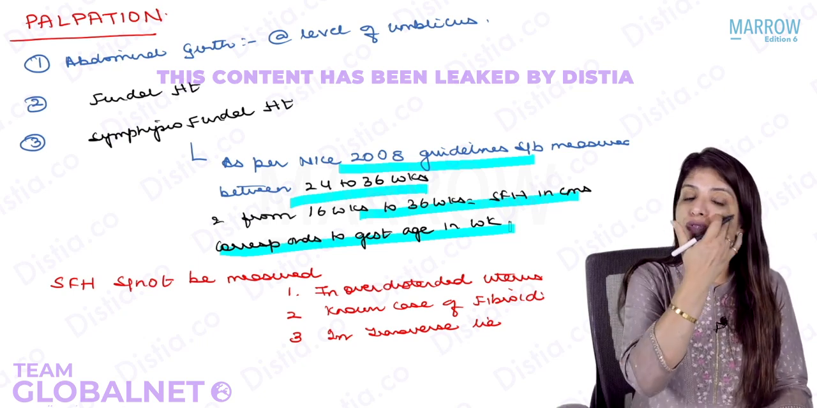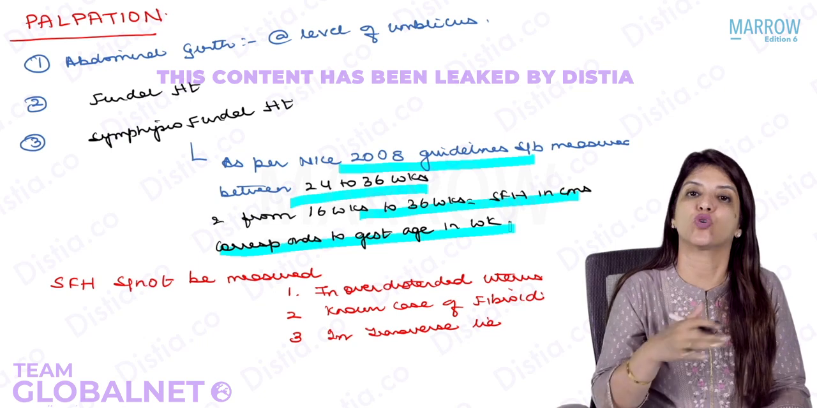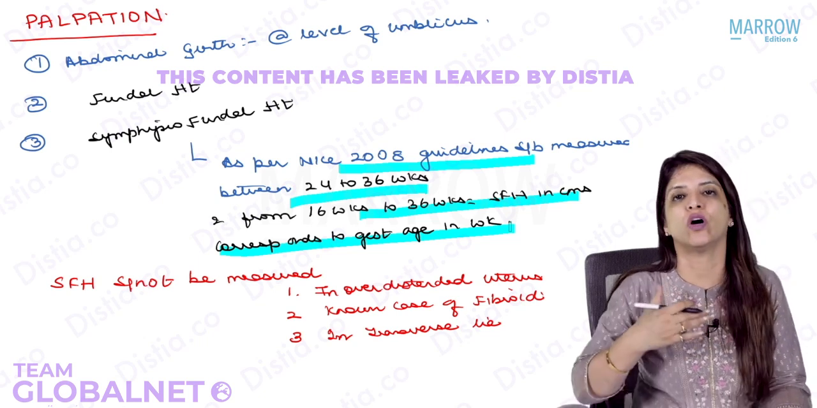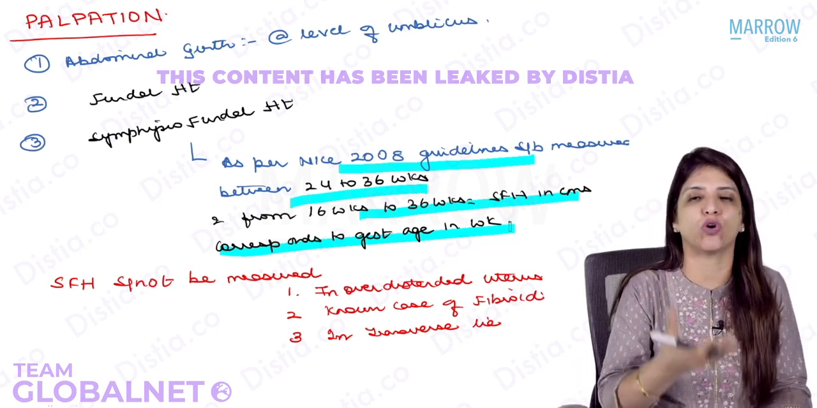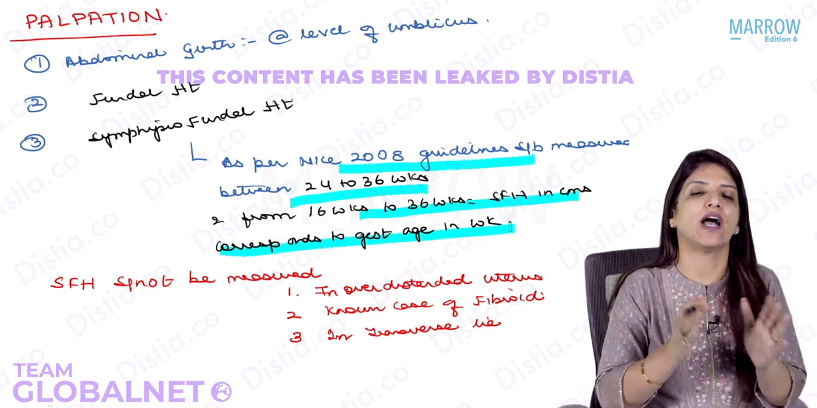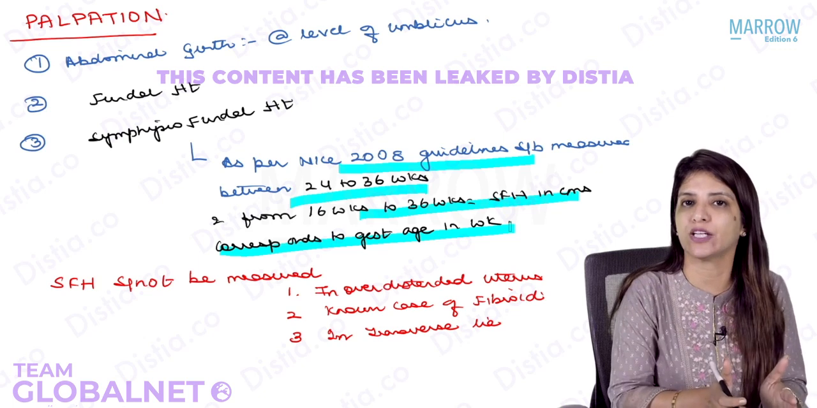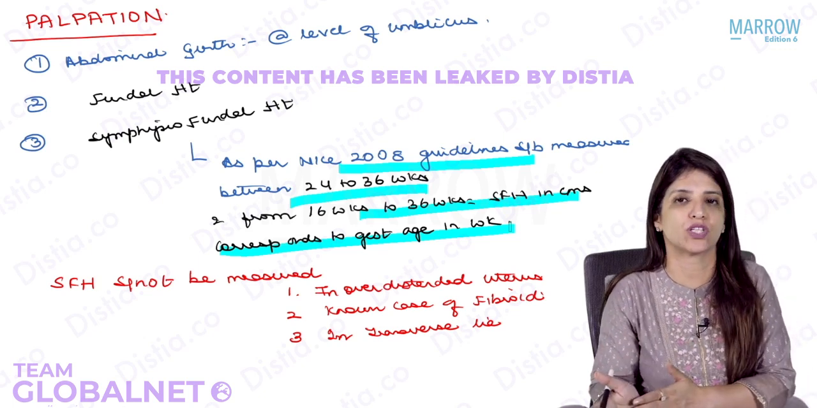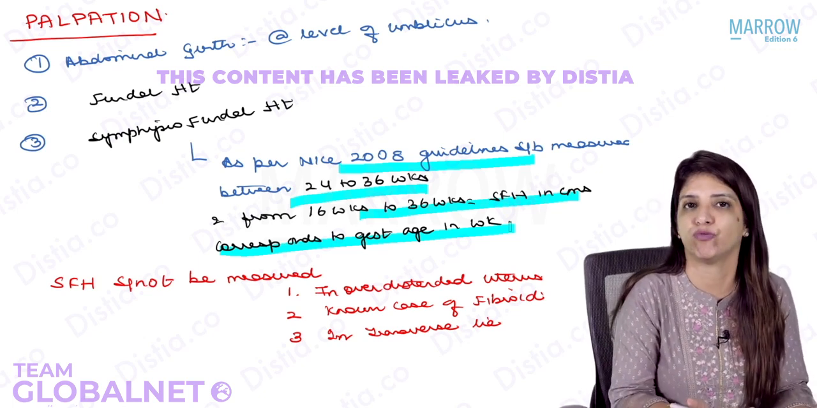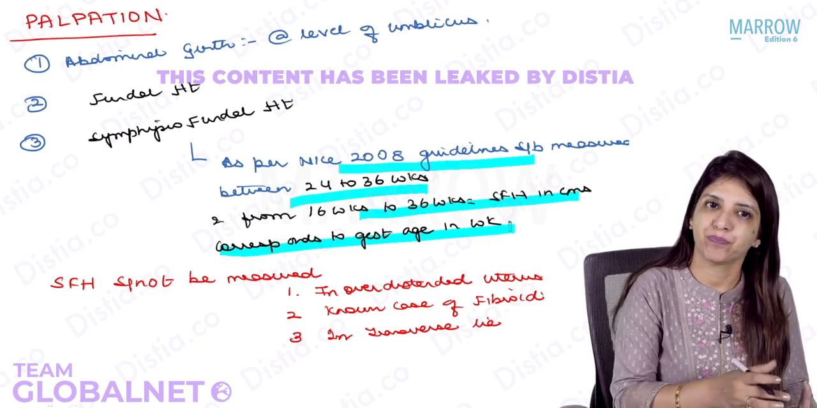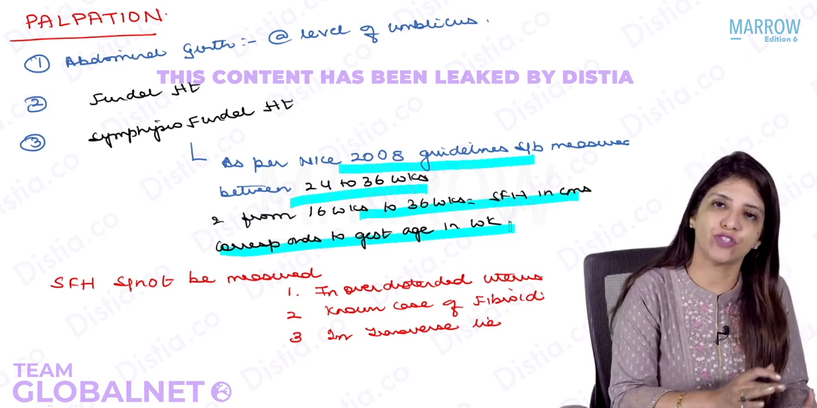Number two, I will have to see whether the symphysiofundal height is corresponding to gestational age or not. Whether the height is more or whether the height is less, there are different pregnancy conditions which lead to an increase in height of the uterus more than the period of gestation and a decrease in height of the uterus in comparison to the period of gestation.